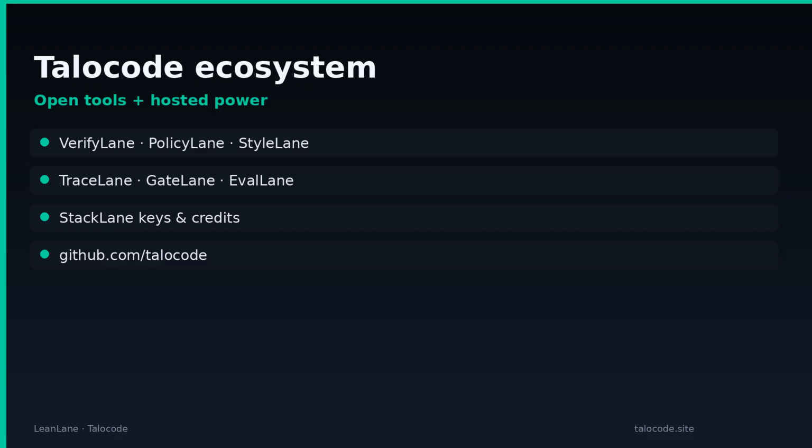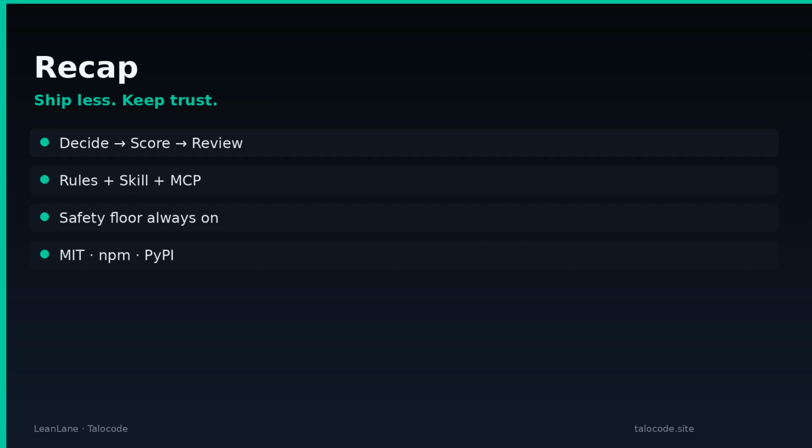Let's recap the commands you will use every week. Leanlane decide for the ladder. Leanlane score --get for the scoreboard. Leanlane review for prune passes. Leanlane rules and leanlane skill for distribution. Leanlane mcp for agent hosts. Leanlane mode for intensity. npm and pip for install.